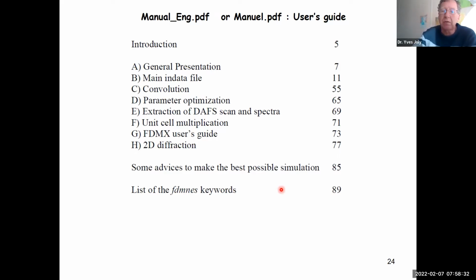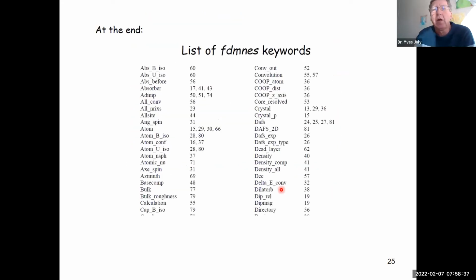So you can see many things that I've said, but also you have many explanations on how to make the calculations. Most calculations need rather little information, but in fact you can do far more. What you can do depends on what you want to do, and it's done thanks to keywords that you specify in your in-data file. The list of keywords and what they do is given at the end of the user's guide.